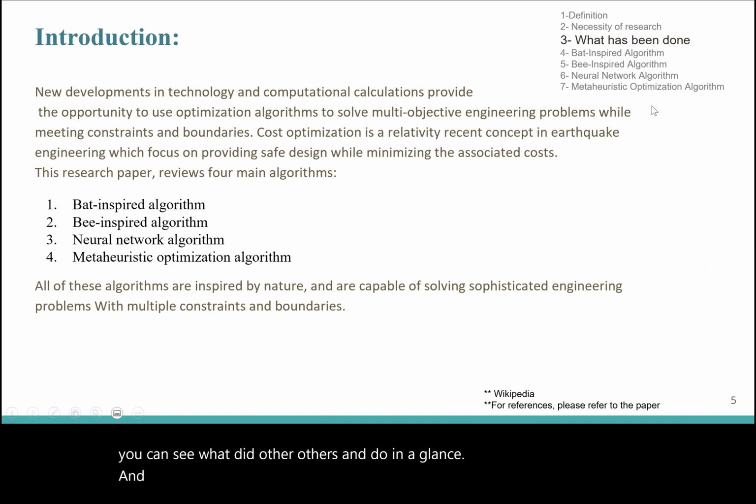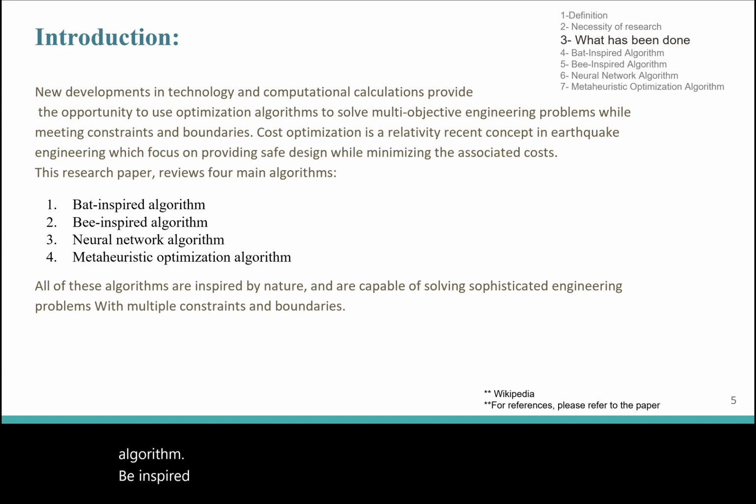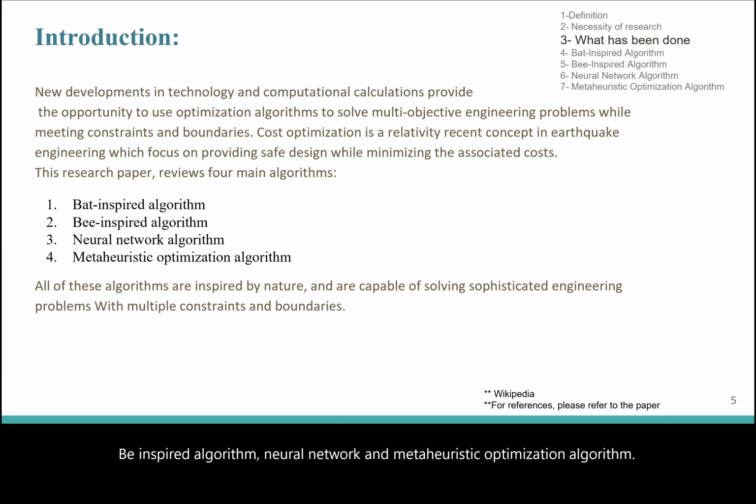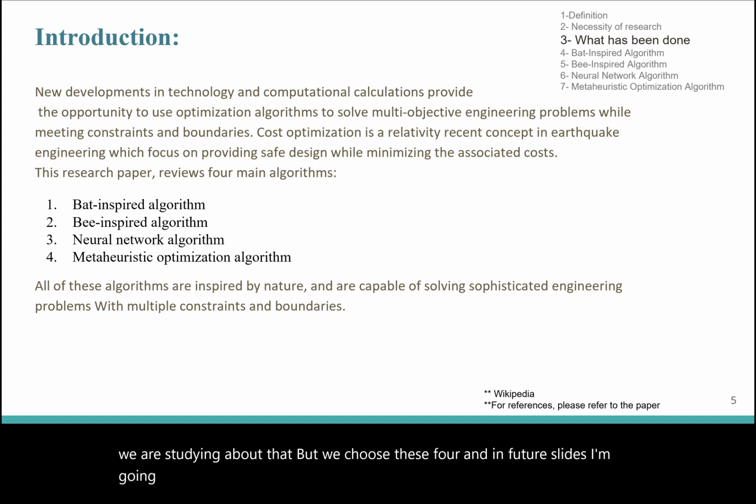Among the different algorithms which exist in all kinds of engineering, especially in civil engineering, we chose four of them: the bat inspired algorithm, the bee inspired algorithm, neural network, and metaheuristic optimization algorithm. There are many other algorithms which we are studying, but we chose these four. In future slides, I'm going to talk about each algorithm very briefly, and for their usage, again, you can refer to our paper.